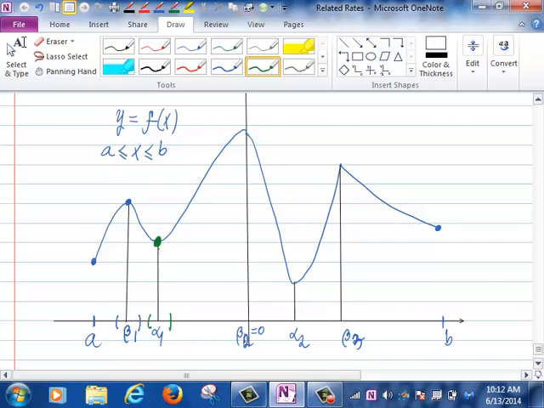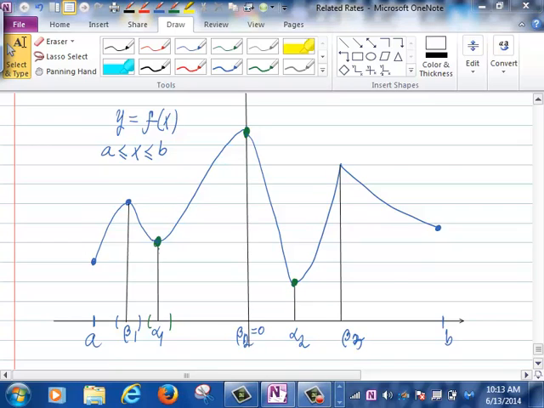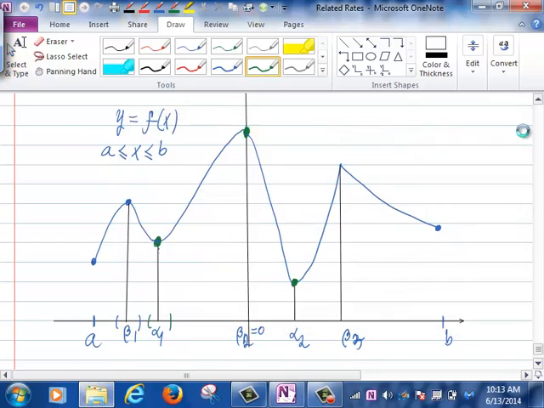And similarly, I also have a local minimum here. Incidentally, that's also the absolute minimum, right? So at alpha 2, I have a local minimum as well, by definition, but I also have the absolute minimum there, okay? At this point, I have the absolute maximum, as you said, but I also have a local maximum there, okay? How about this point here?